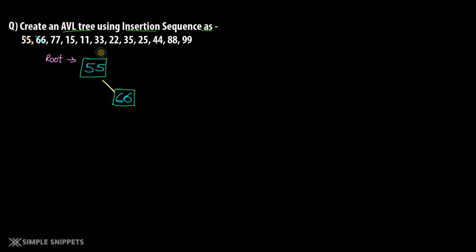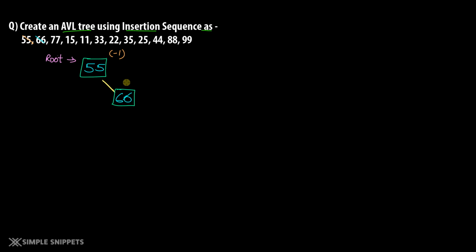Now again you'll have to calculate the balance factor. This time the balance factor for node 55 is going to be the left subtree, which is nothing, minus the right subtree, which is only one node. So when you have one node in a tree, the height is considered as 0, and the empty left subtree is minus 1. So minus 1 minus 0 is going to give you minus 1. So let's write minus 1 over here.